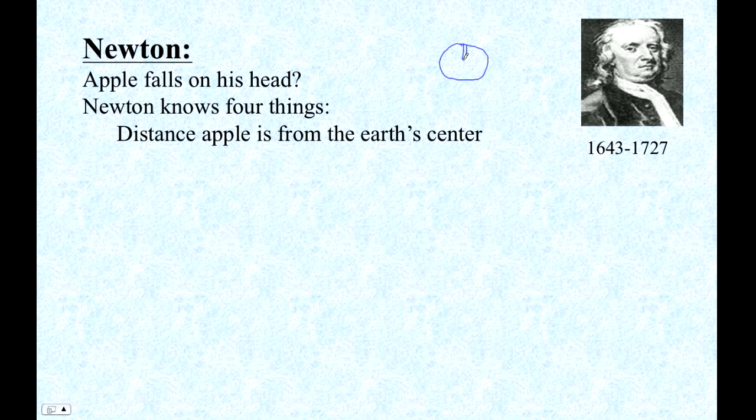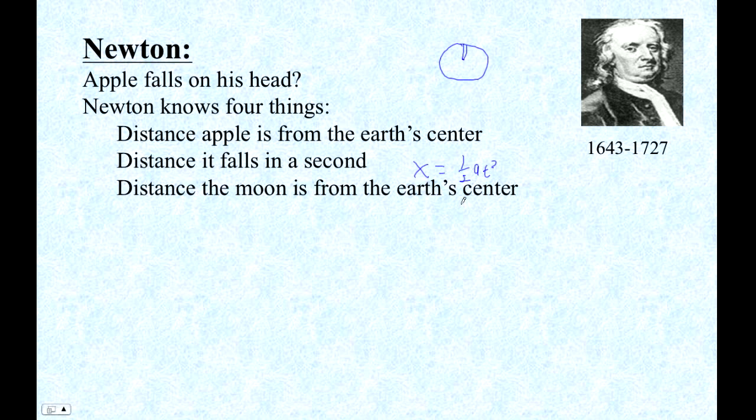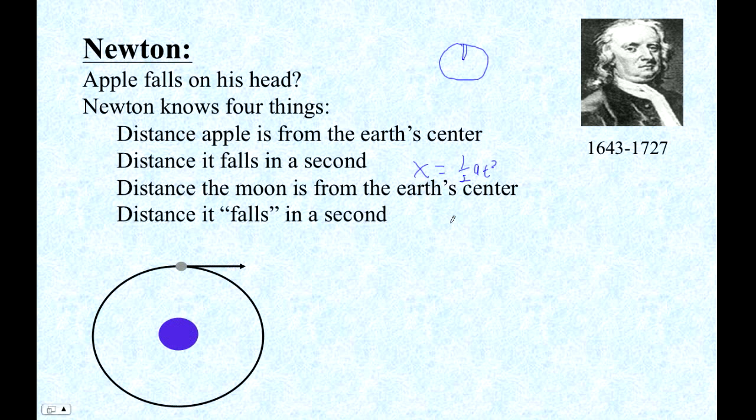He knew the distance that the apple falls in a second, which is, of course, that x is 1/2 at squared, right? Okay, so it's proportional to the acceleration. Then he knew the distance the moon is from the Earth's center. Roughly, we had triangulated the moon. And at this point, we knew the distance it falls in a second. I know you're going to say the moon is not falling, but if we look at it for some short interval of time, it actually falls some distance off of the straight line path that it would go.